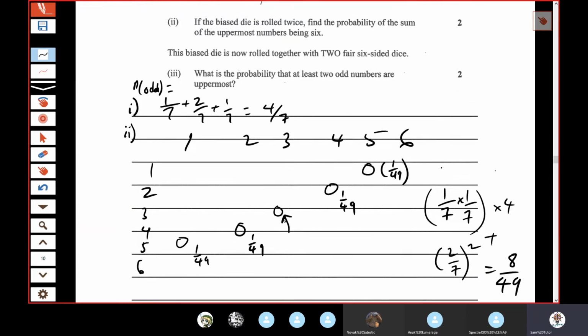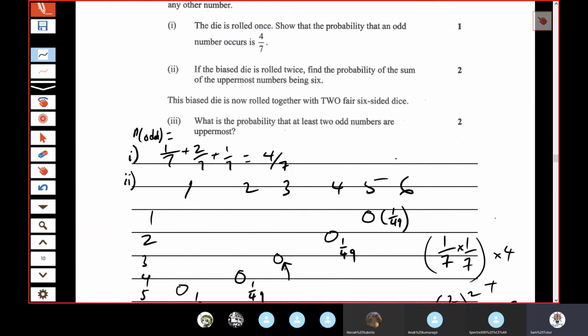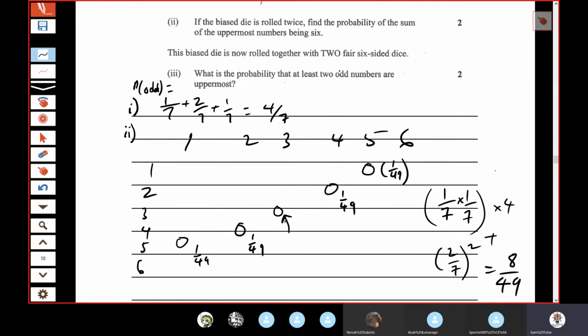So, double A. If the biased die is rolled twice, find the probability of the sum of the uppermost numbers being 6. Okay, so we've listed our possibilities that we could get with our first dice, which is 1, 2, 3, 4, 5, 6. Same thing here, 1, 2, 3, 4, 5, 6. They have to sum up to 6, and that would be only through 1 and 5, then 2 and 4, 3 and 3, 4 and 2, and 5 and 1.